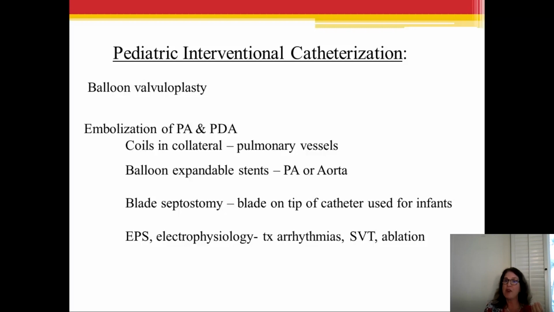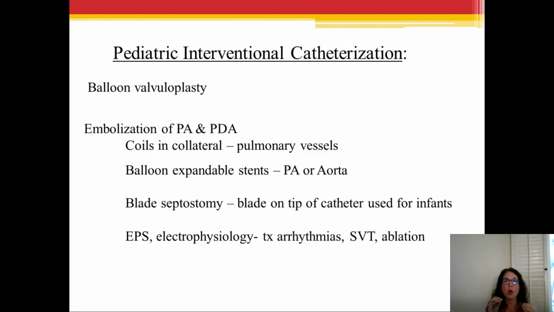Sometimes it's a balloon valvuloplasty. They're opening the pulmonary valve because it's very tight. Maybe they have pulmonary stenosis, so they go up there and balloon that. You may have coarctation of the aorta, a scarring on the aorta, usually right at the arch area where the ductus would have been, and they may go up there and try to balloon that and open it up. Okay, so next, embolization of a pulmonary artery or PDA.